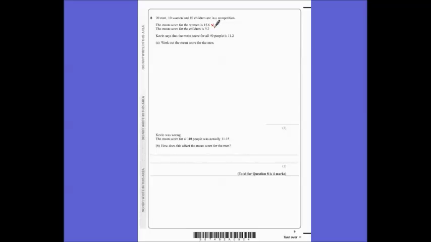So if there were 10 women, those 10 women must have had a total of 156 points in this competition. For the children, again there were 10 children, so we multiply that by 10, they must have had a total of 92 points in this competition. Now if we add those two together, we get 248. So in total, all 40 people, so 11.2 times 40, would be 448. So the total points for all the men, children and women would be 448, and just for the women and children it would be 248.